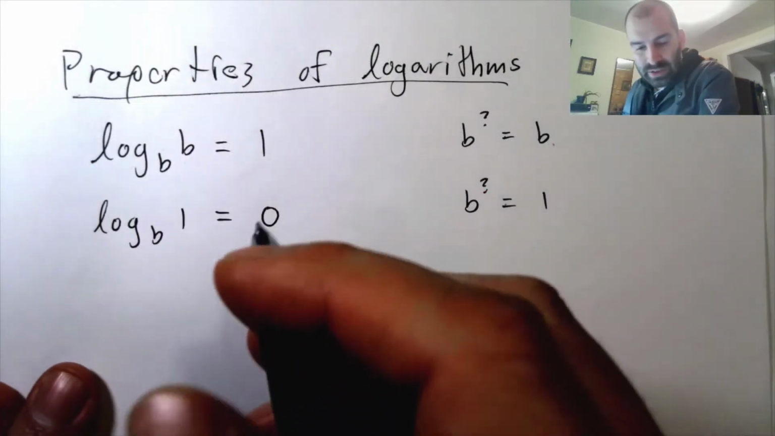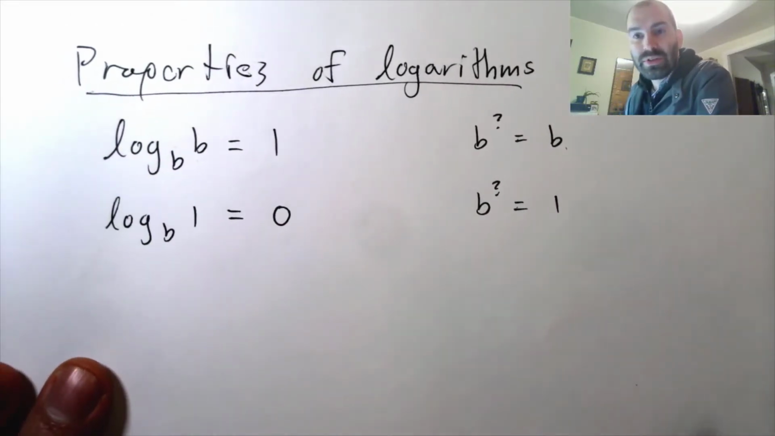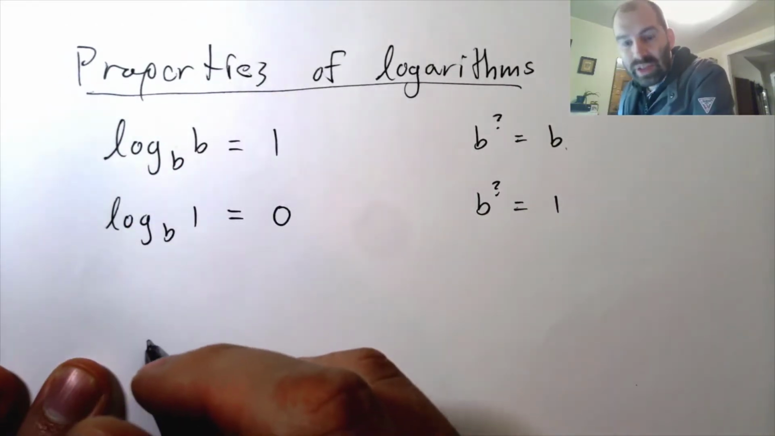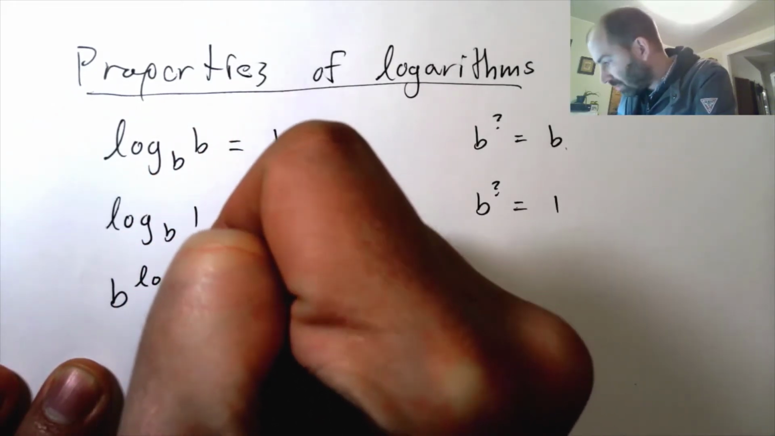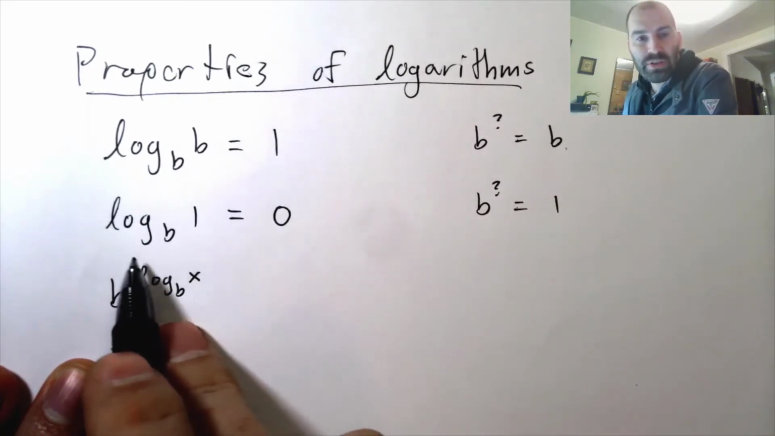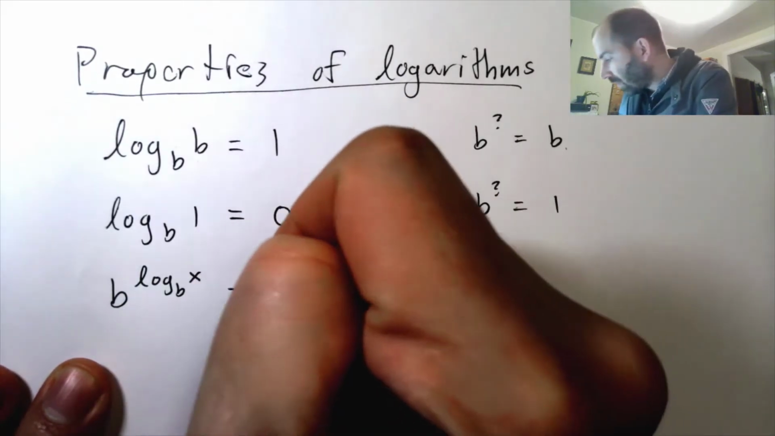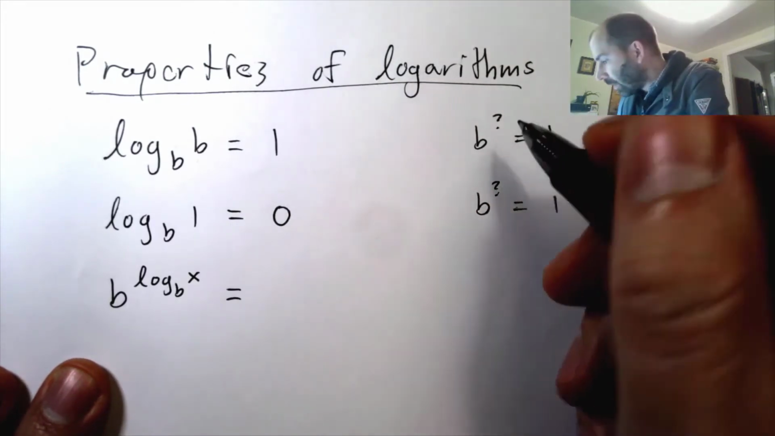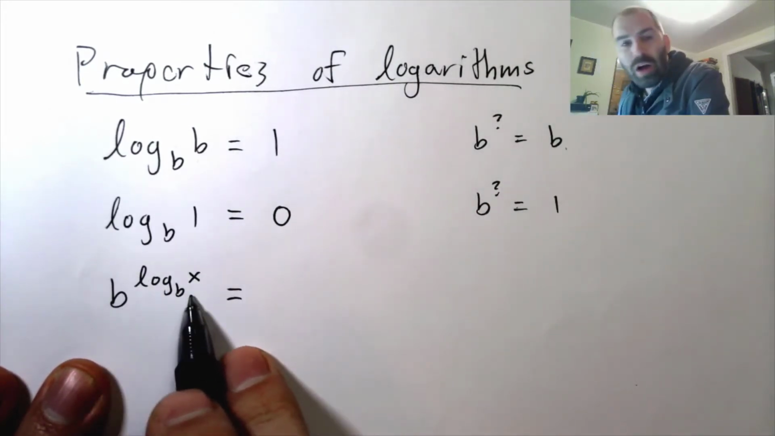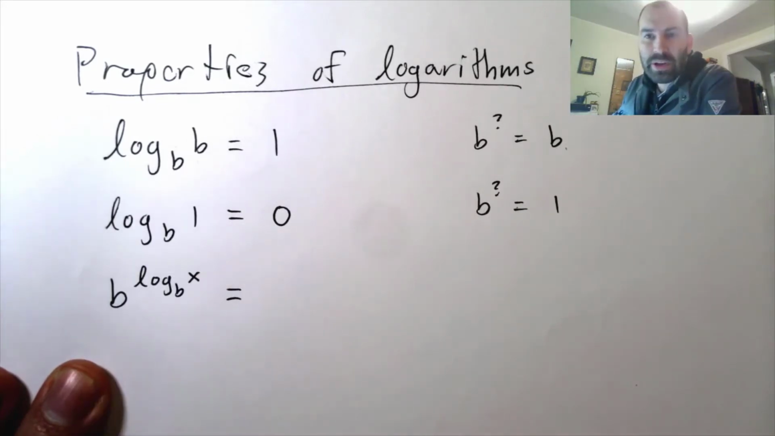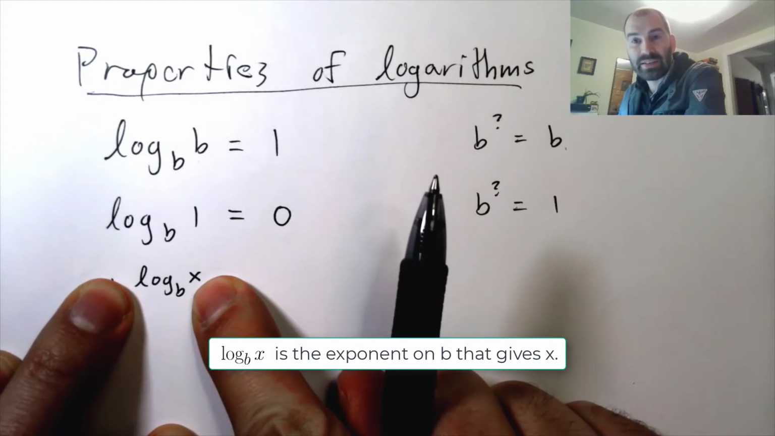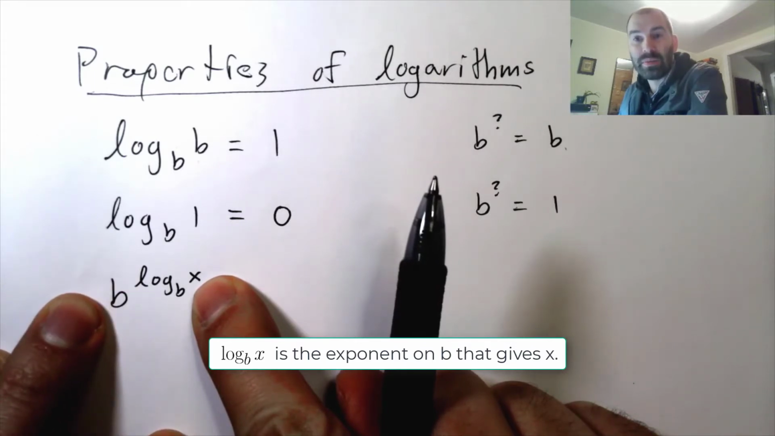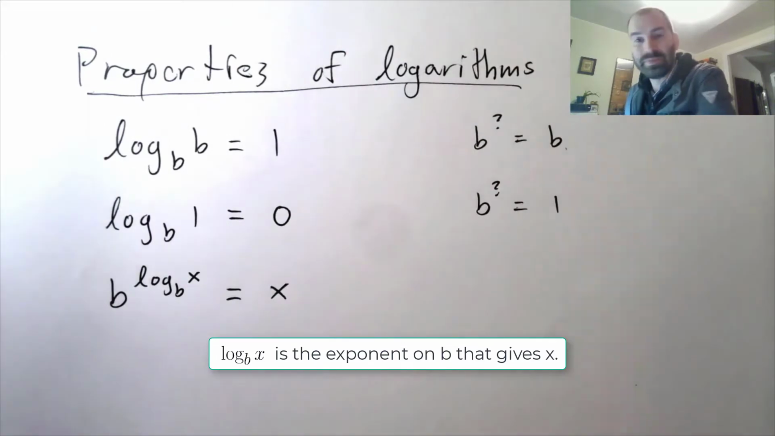Now we have some nice properties. These are called the inverse properties of logarithms. And this is how they interact with exponential functions. So if I take b and raise it to the power log base b of x, so I put log base b of x as an exponent on b, what does that give me? Well, let's think about it. What is log base b of x? Remember, log base b of x is the exponent that you put on b to get x. By definition, that's what log base b of x is. It's the exponent on b that gives x. Well, look what I did with it. I put it on b, so it must give x.